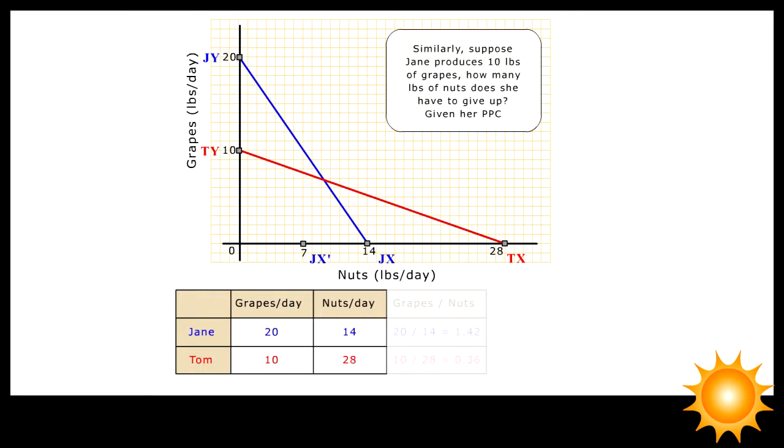Similarly, we can compare the relative cost of producing grapes in terms of nuts foregone between Jane and Tom. Suppose Jane produces 10 pounds of grapes. How many pounds of nuts does she have to give up, given her PPC? We can answer this question easily by keeping the relative slope of Jane's PPC constant, but lowering the curve to start from 10 pounds of grapes on the vertical axis.